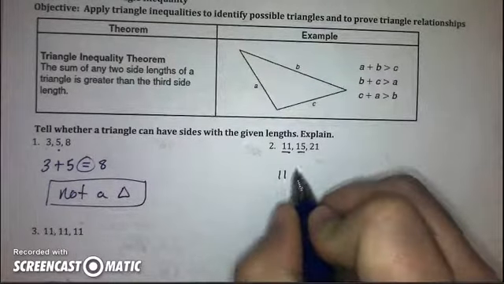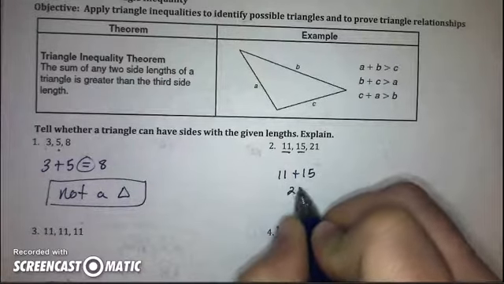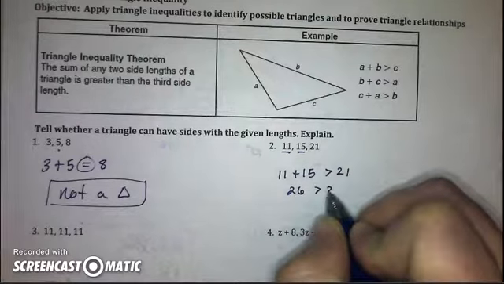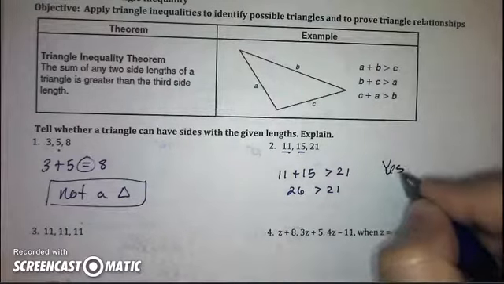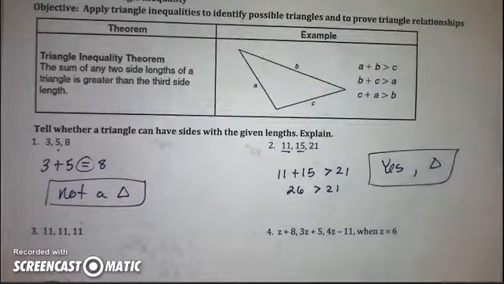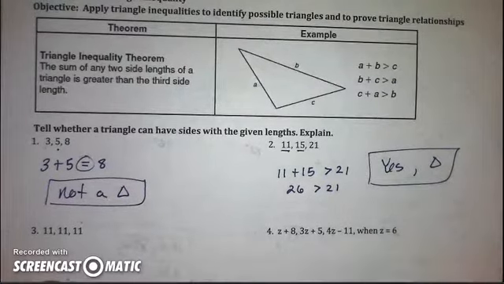In this case, 11 plus 15 is 26. That is greater than 21. Since 26 is greater than 21, yes, this is a triangle. Those could be sides of a triangle, but that's how you can answer it.